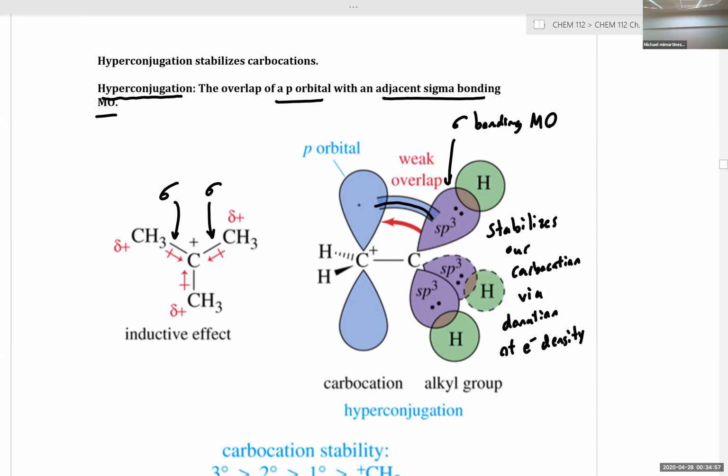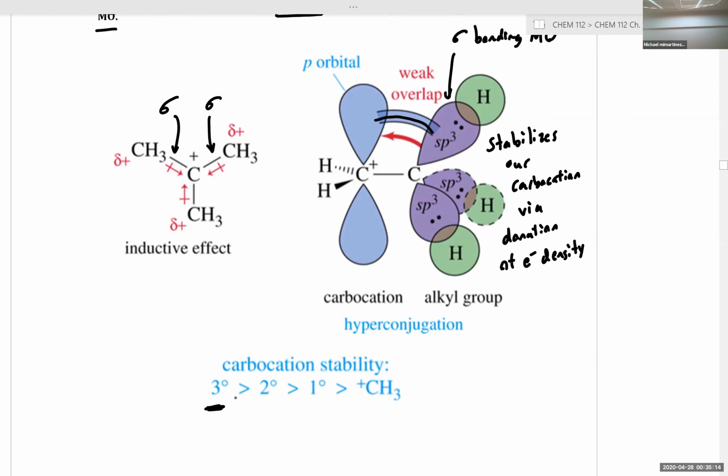So the more sigma bonds we have adjacent to our carbocation, the greater the stabilizing effects. That's why the tertiary carbocation is most stable, because we have the most number of adjacent sigma bonding MOs to participate in hyperconjugation. Very similar to what we've seen for radicals when we discussed hyperconjugation with respect to radicals. Okay.